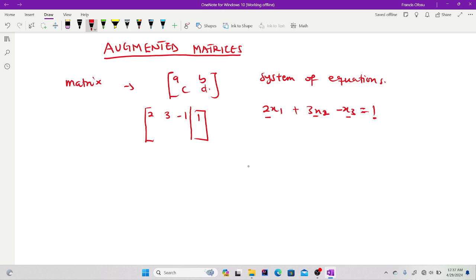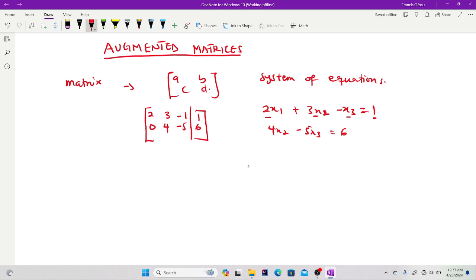So I can write a series of equations. Let's say 4x2 minus 5x3 is equal to 6. This is another equation, and I add a 0 for the coefficient of x1, because we don't have any x1 term here. So I simply put 4 here, negative 5, then 6.